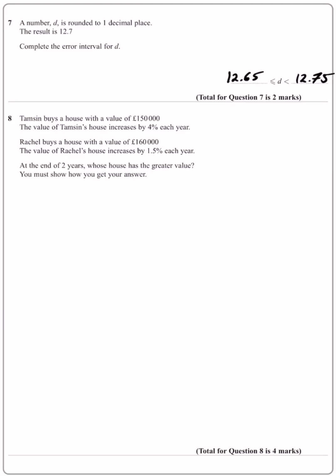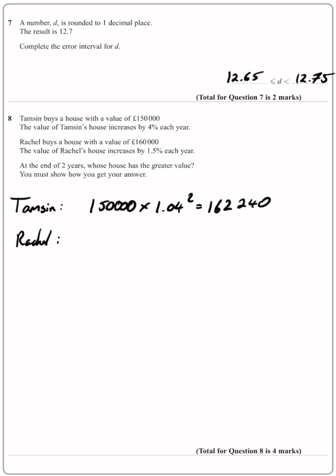Question number 8, we've got the compound interest. So for Tasmin, she's got her 150,000. We can times it by 1.04. And I'm going to square that because it happens over 2 years, giving her the value of her house would be 162,240. Then for Rachel, take her 160 grand house, multiply it by 1.015 squared, again because it's over 2 years.